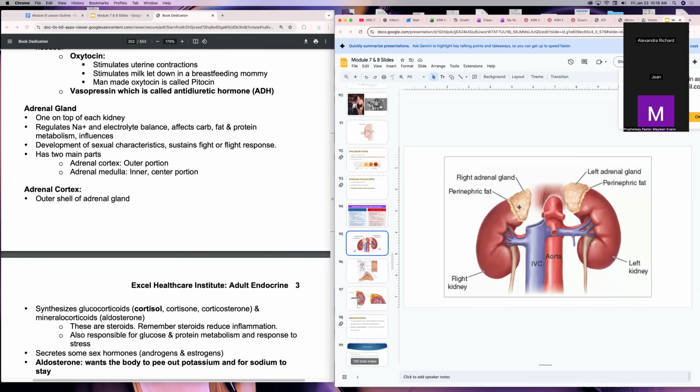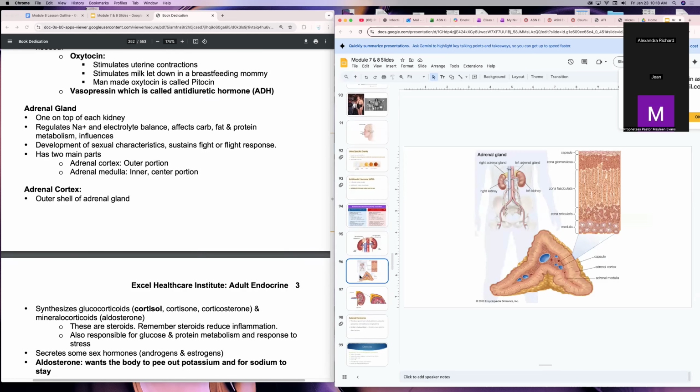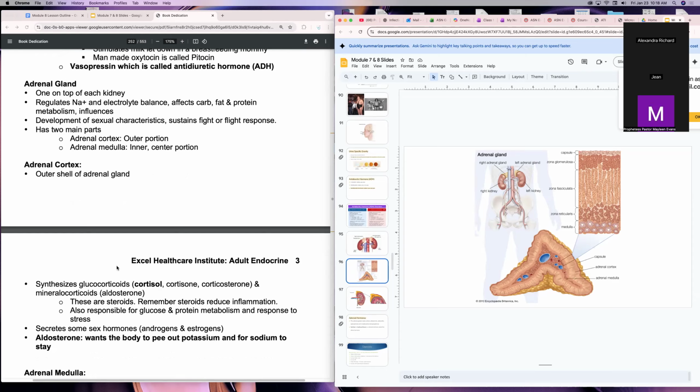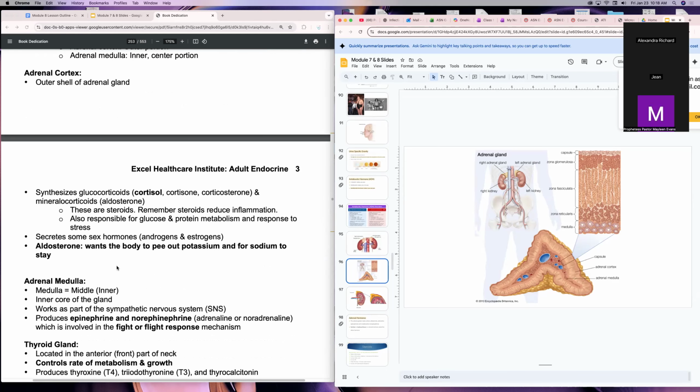You have one on top of each kidney, and if you were to slice one in half, you would see that it has an inner part, which is called the adrenal medulla, and an outer part, which is called the adrenal cortex. I always remember the M in medulla is for middle, because the medulla is inside. Both of those tissues, the cortex and the medulla, secrete very different hormones.